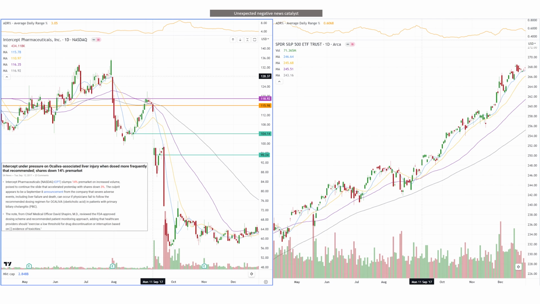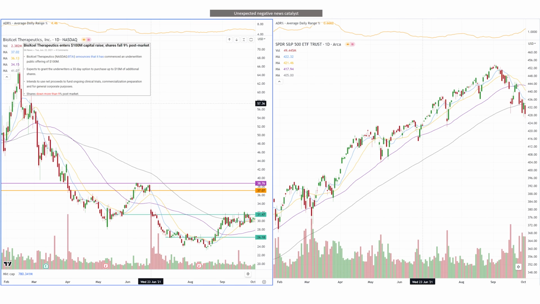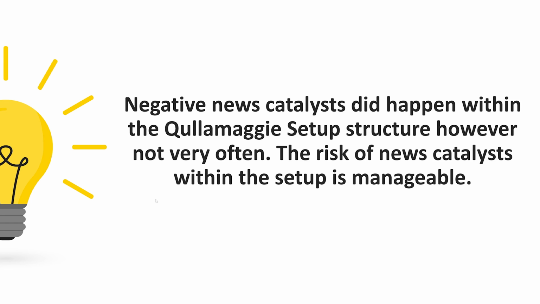Let's go into a couple of examples, starting with unexpected negative news catalysts, with 2.2% of the situations. Here they are. An example where we have a first leg, a nice start of consolidation, but then a failure due to an unexpected news catalyst. We saw this example at the beginning of the presentation: good momentum, nice start of consolidation, a failure. Overall, negative news catalysts did happen within the Qullamaggie setup structure. However, not very often. The risk of news catalysts within the setup is manageable.